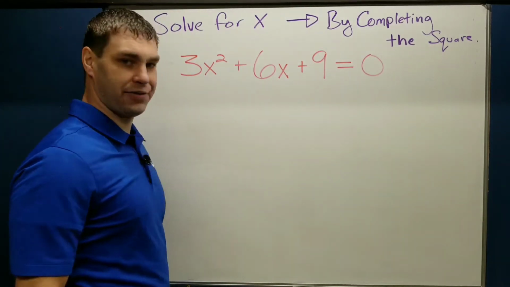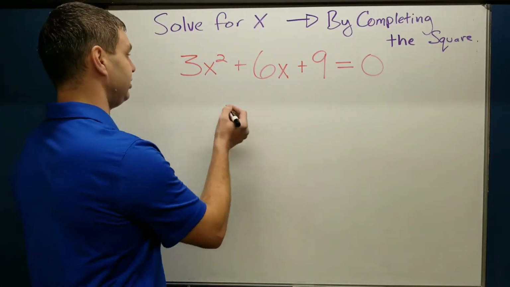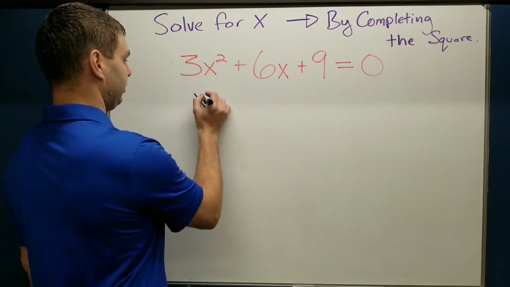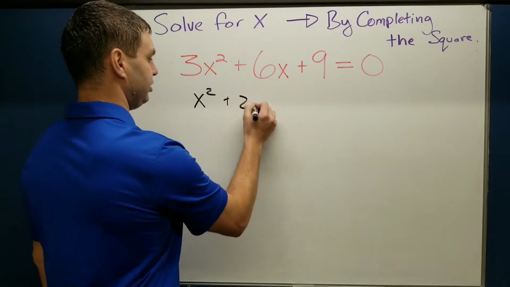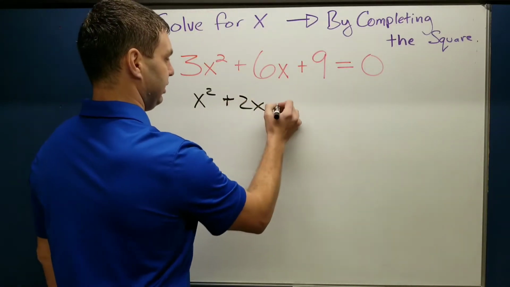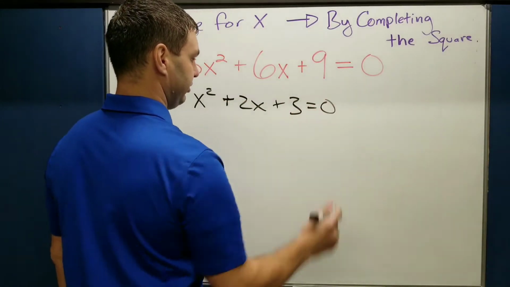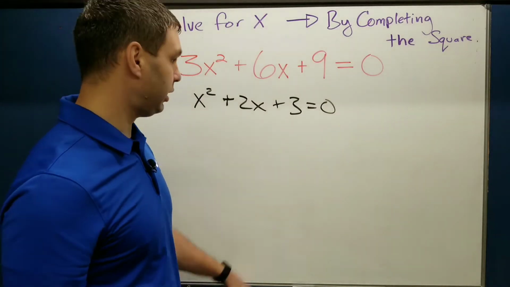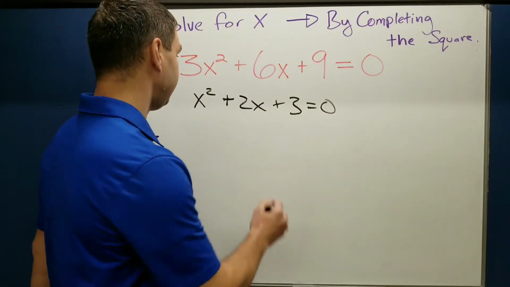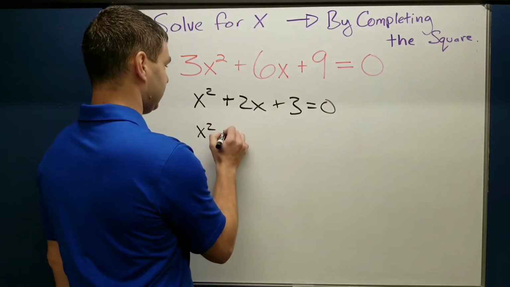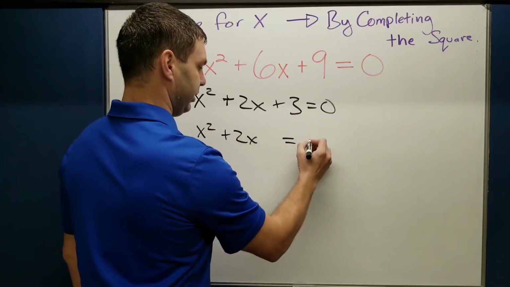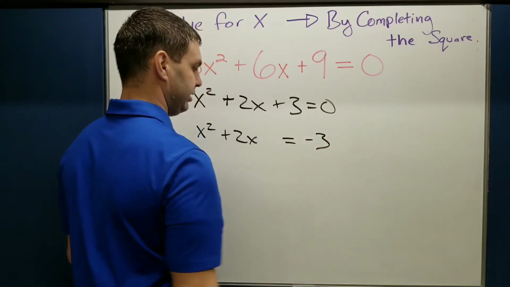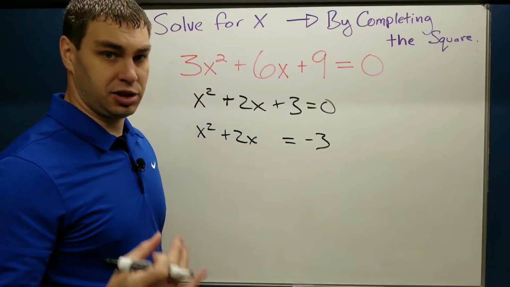First off, these all have threes, or they're all divisible by 3, I should say. So if I do that quick math, 3 divided by 3, of course, just leaves me with x squared for this one, plus 2x plus 3 equals 0. Okay, now when you solve by completing the square, we need to move our constant term to the other side. So if I do that, I'm left with x squared plus 2x. I like to leave a little space right there and then move it over by subtracting 3, leaving me with a negative 3. Now we solve by completing the square.